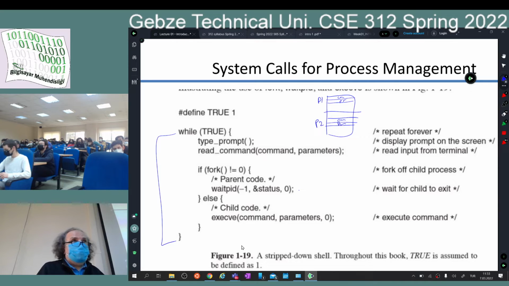So, the parent-child relationship is important, because with the parent-child relationship you do some useful stuff. If you kill your parent, then all the child processes are killed automatically.